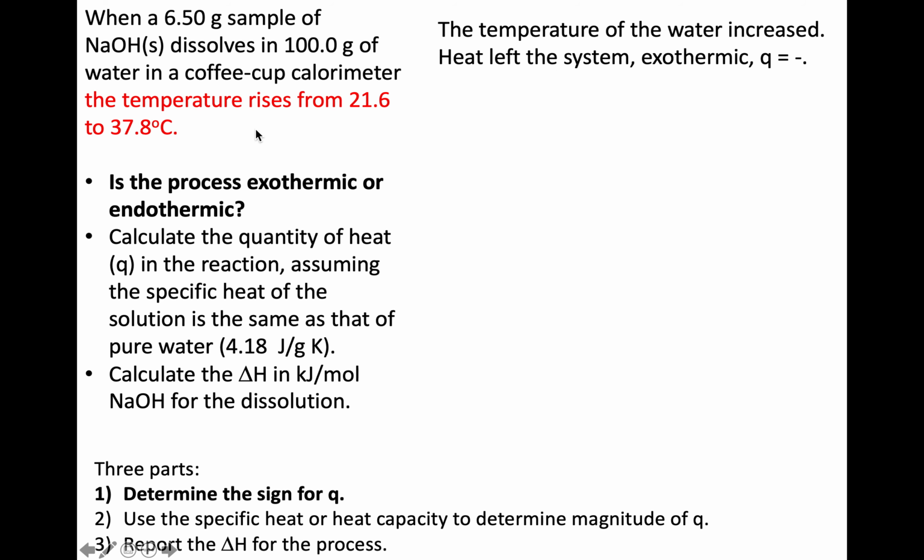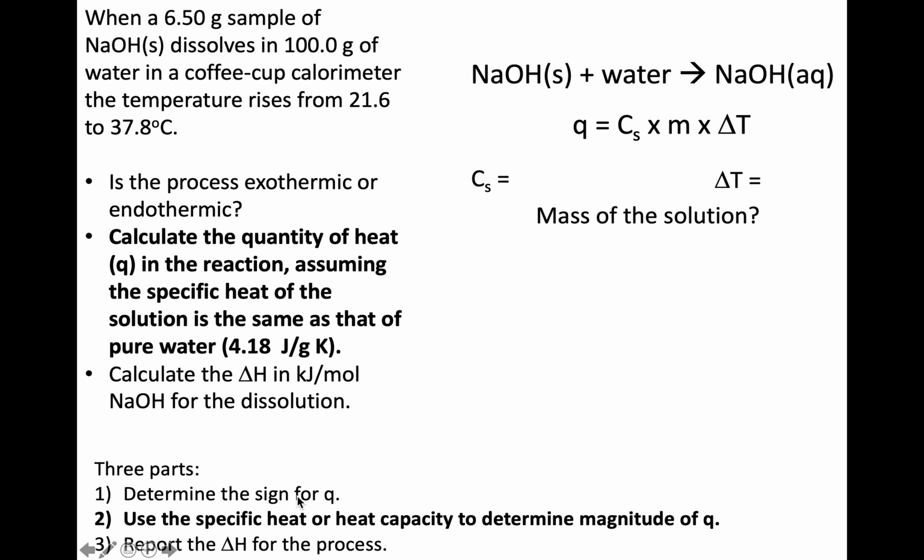I'm going to look at the thermometer for that. The temperature of the water increased. We just said that that means that heat left the system, it's exothermic, so Q must be negative. I look at the thermometer to determine that first part. Second, calculate the quantity of heat that was involved. In this case, we're going to assume that the specific heat of the solution is the same as that of pure water, so it gives us a specific heat value.